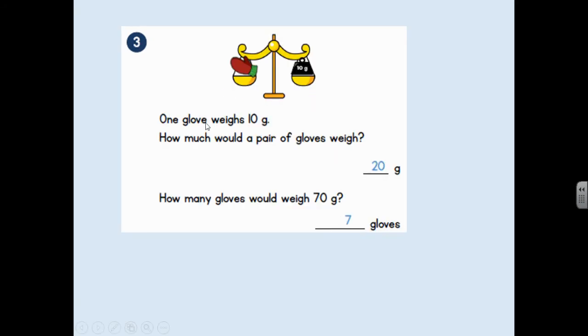Right. 1 glove weighs 10 grams. 2 gloves, so you put another 10 grams on there. So 10 plus 10 is 20 grams. Now, how many gloves would weigh 70 grams? So we know that 2 gloves is 20, 3 gloves would have been 30, 4 gloves would have been 40, 5 gloves would have been 50 grams, 6 gloves would have been 60 grams, so 7 gloves is 70 grams. So the answer is 7 gloves.